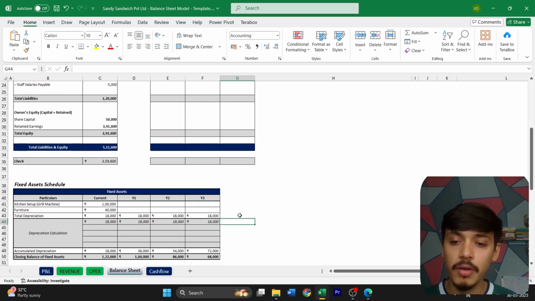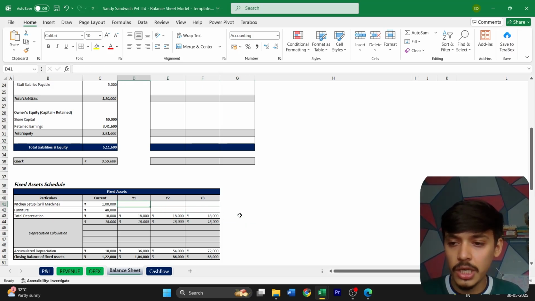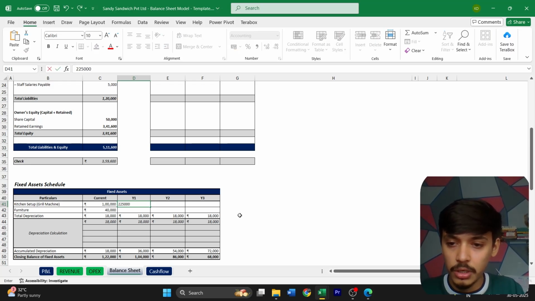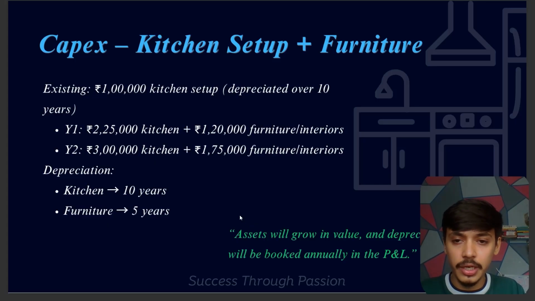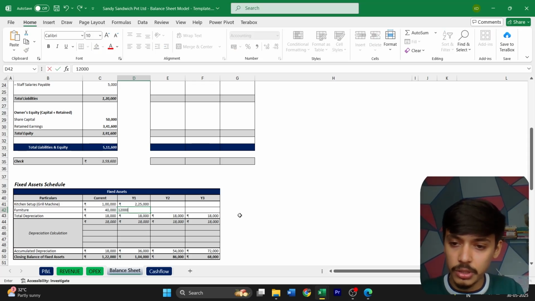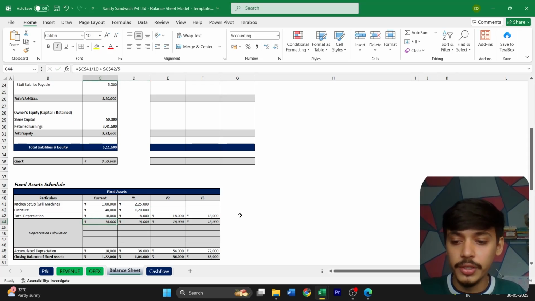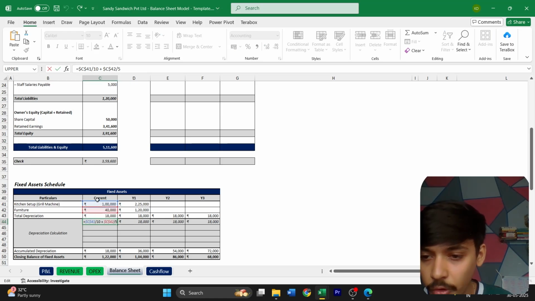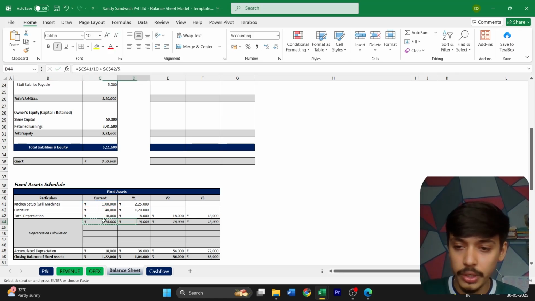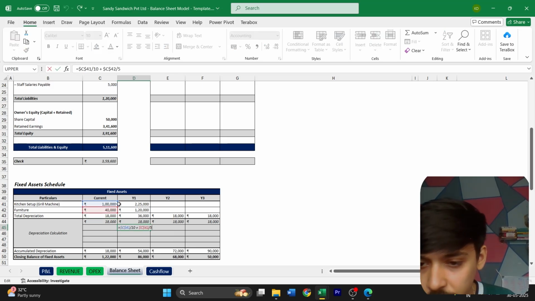So we already built our fixed asset schedule in part 1 where we had 1 lakh of kitchen setup and 40,000 worth of furniture in our outlet, and the depreciation amount was 18,000. Now we will add the year 1 and year 2 assumptions to this. So in year 1 we are spending 2,25,000 for kitchen setup and the furniture amounts to 1,20,000. So similar to the formula used for year 1 where we depreciated kitchen for 1 lakh and furniture for 5 years, we will copy paste this formula over here and we will just change this.